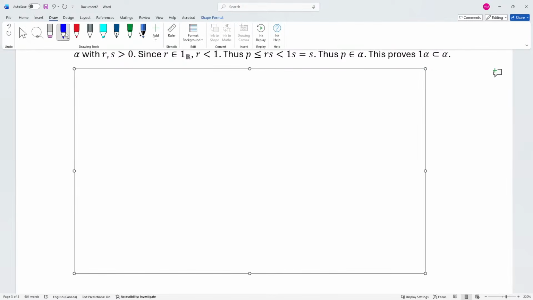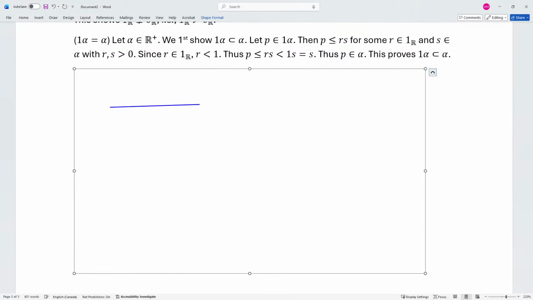So this is the situation for the reverse direction. Okay, so this is a positive cut, say alpha. And this is another cut, which is 1. P is an arbitrary element in alpha. So we want an element R less than 1. This is R. We want R in 1.